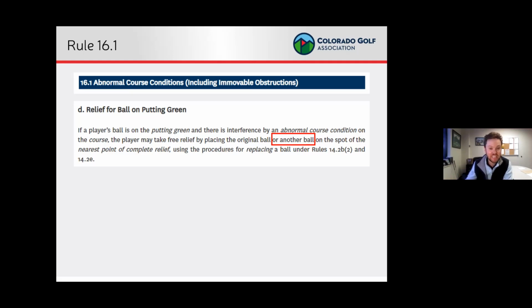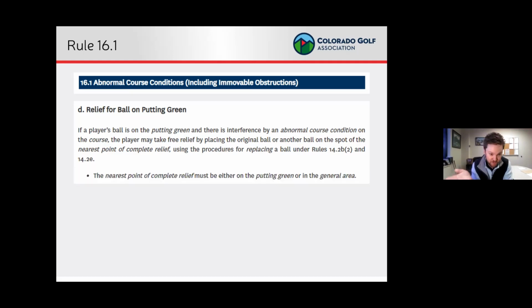They're going to ask, can I clean it? Yeah, obviously, for several reasons. You're on the putting green, A, and B, you're operating under this rule so you can clean the ball when it's in your hand. But you're going to use the same ball 99 times out of 100. It goes on to say the nearest point of complete relief must be either on the putting green or in the general area, like I just said. This will be a little bit better with a picture we'll see here in a minute.